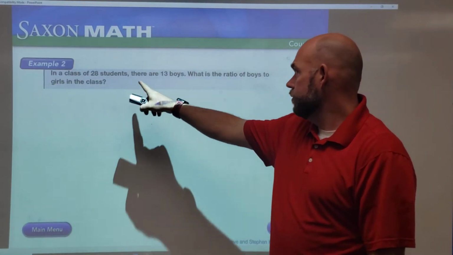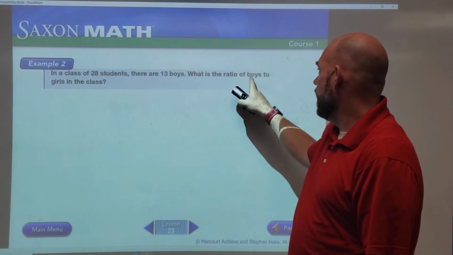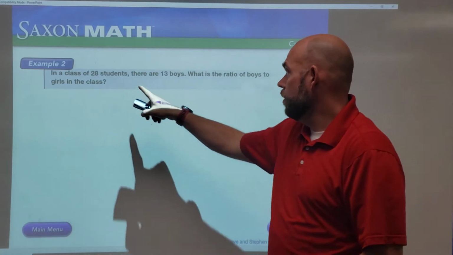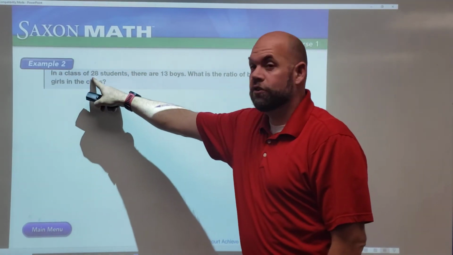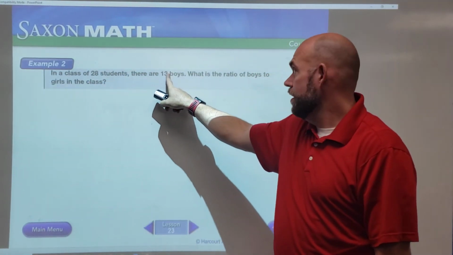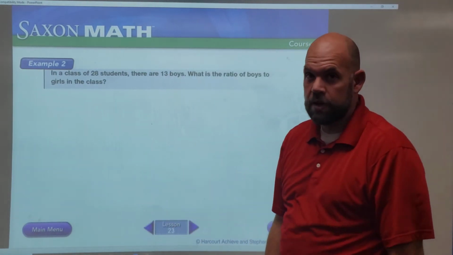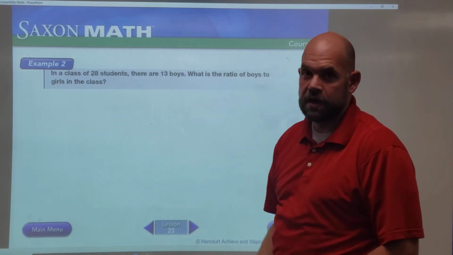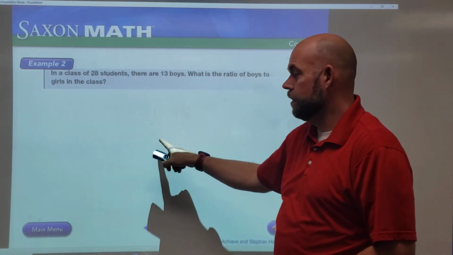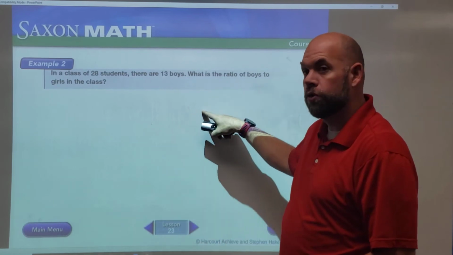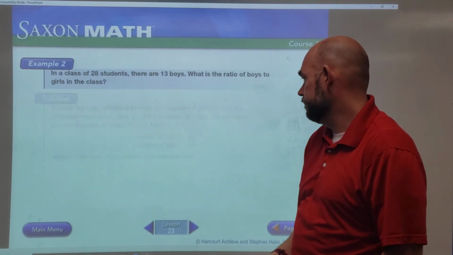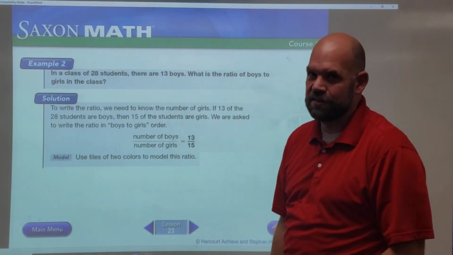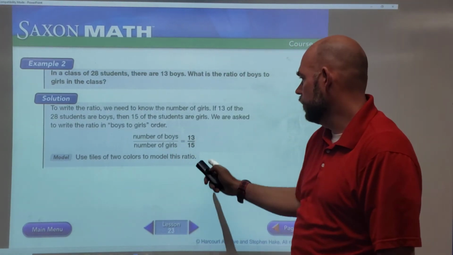In a class of 28 students, there are 13 boys. What's the ratio of boys to girls in the class? Well, we already know how to solve to find the girls. We take 28 total, subtract 13 boys. That means there's going to be 15 girls. So the ratio of boys, 13, to girls, 15, would just be 13 to 15, 13:15, or 13/15ths, which is the way they're going to write it in the homework. So it's just easiest to practice writing it in fraction form.